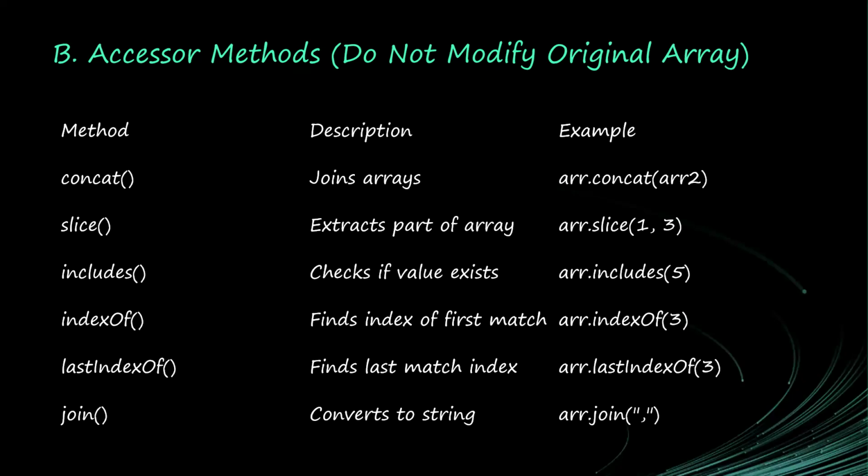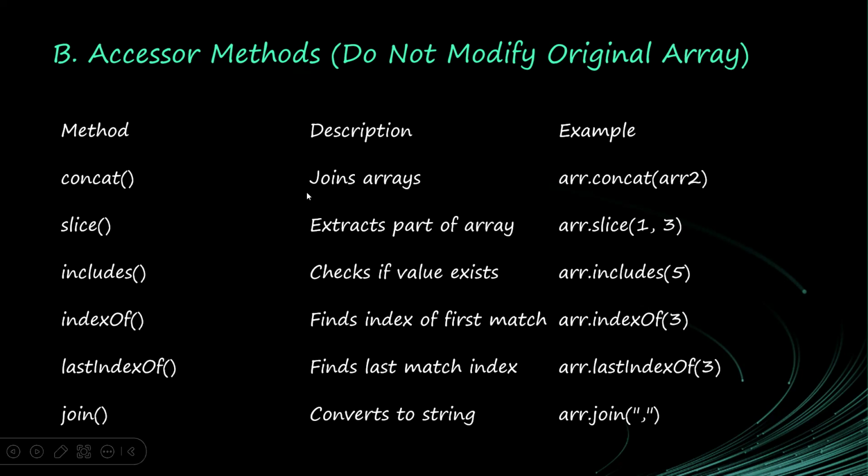All right, so the next type of methods we'll talk about is the accessor methods. They do not modify the original array. We just use them to retrieve or access the items in the array, okay? So we'll talk about a few of them. The first one we'll talk about is concat.